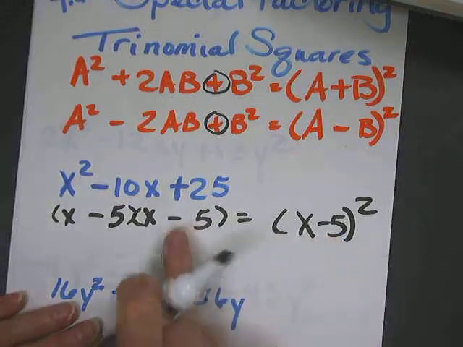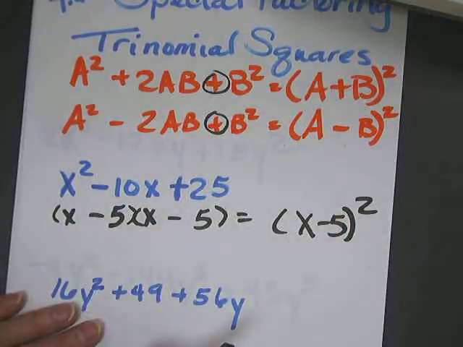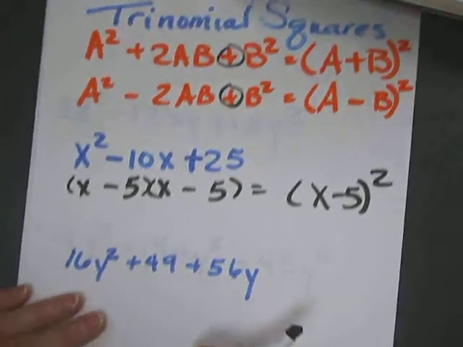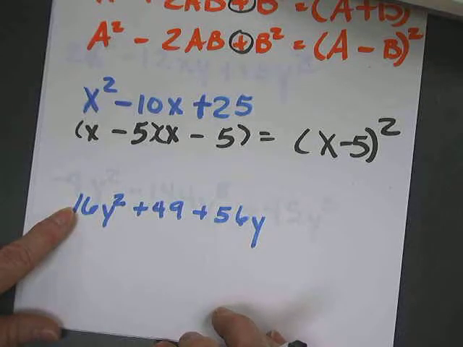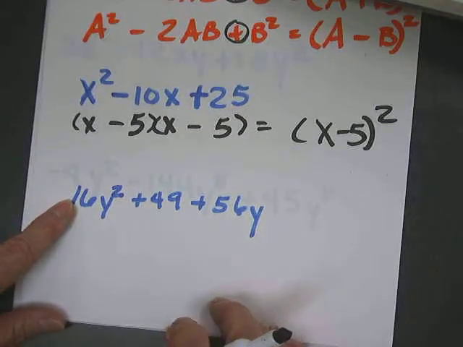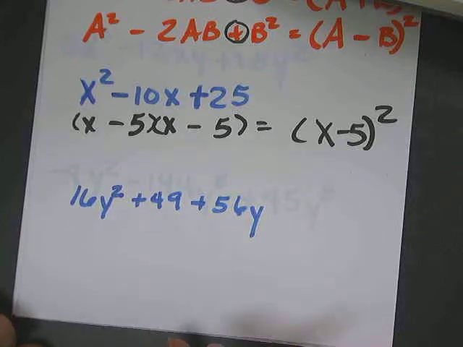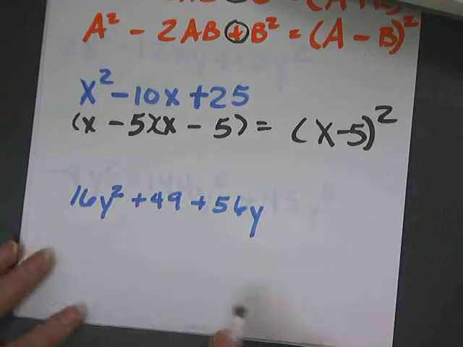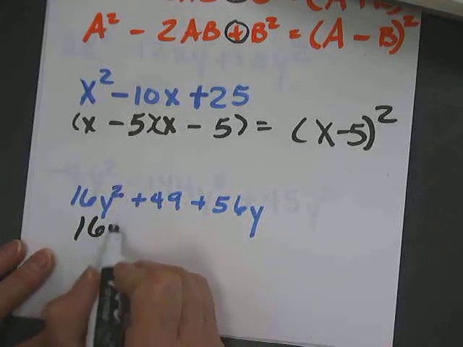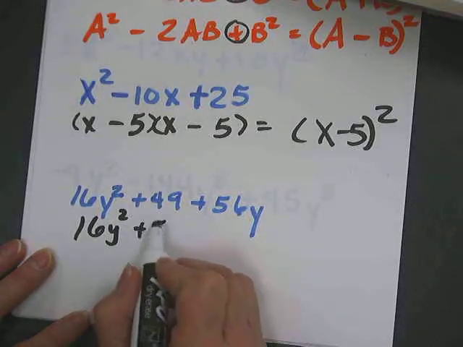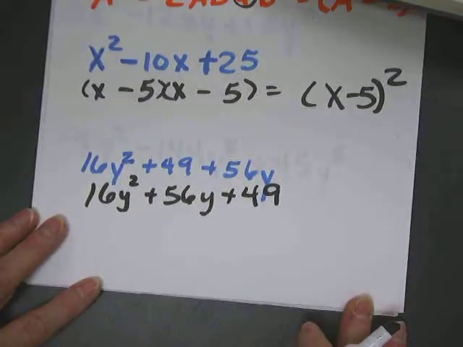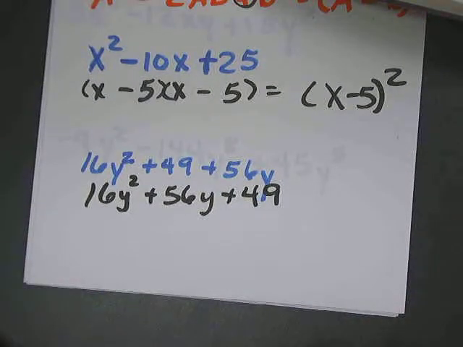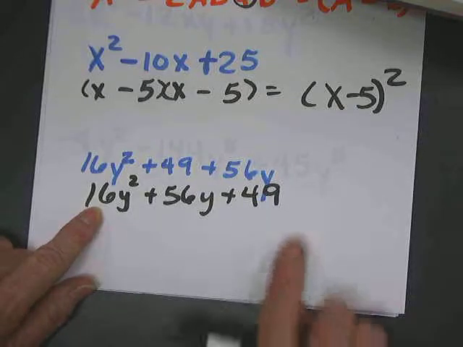If you can go straight to here, that's fine. If not, separate it out and realize it's a square. Okay. This one, do they have anything in common? No. Are they in descending order? No. We need to put it in descending order. 16y squared plus 56y plus 49. Now it's in descending order. They didn't have anything in common, no common factor to factor out.